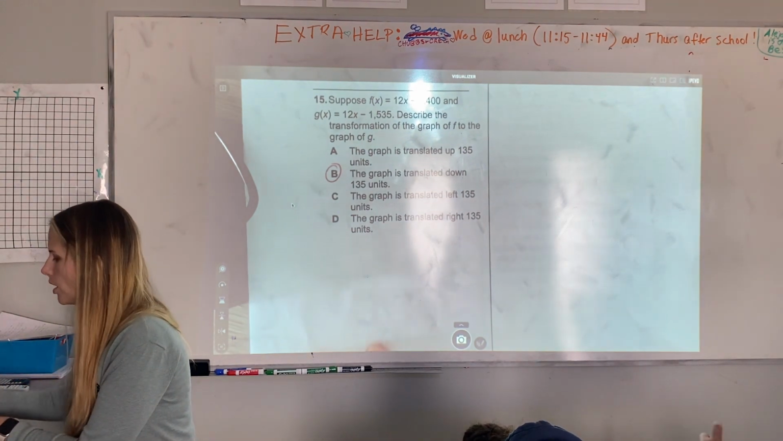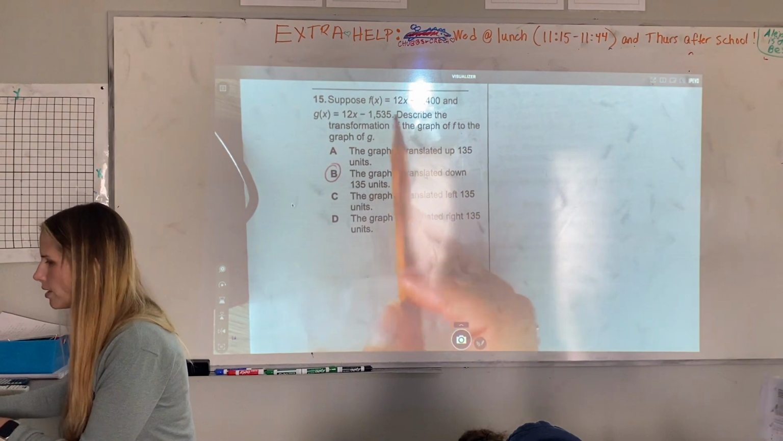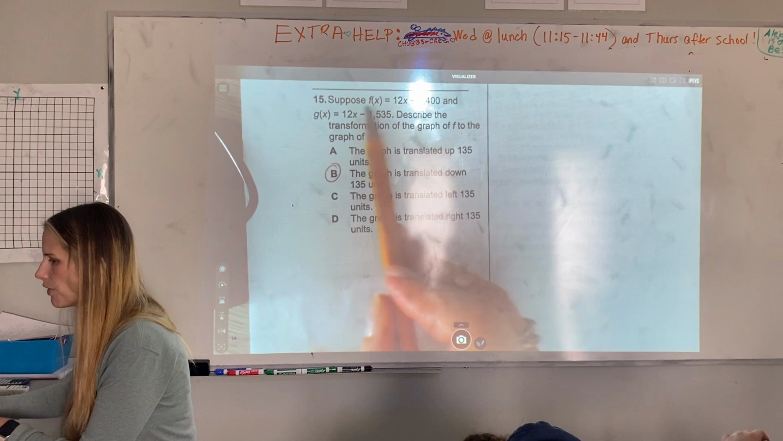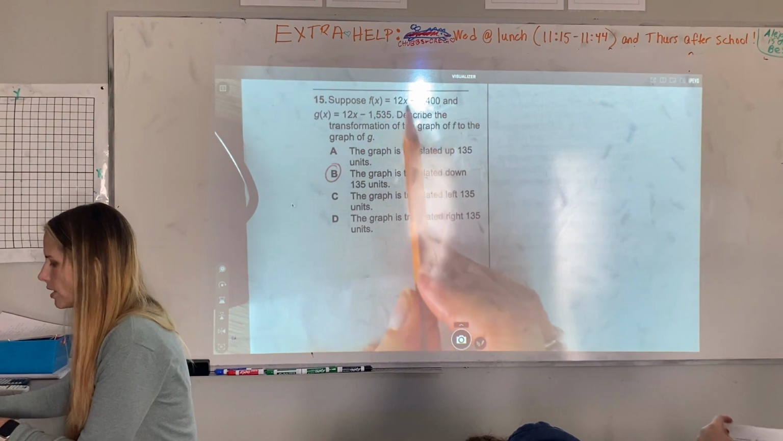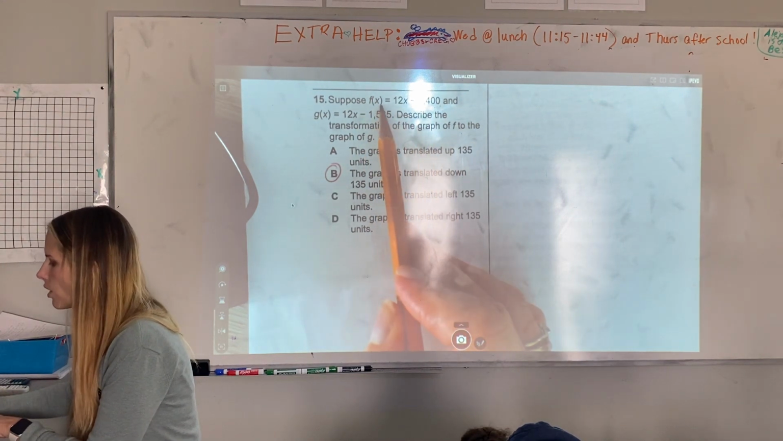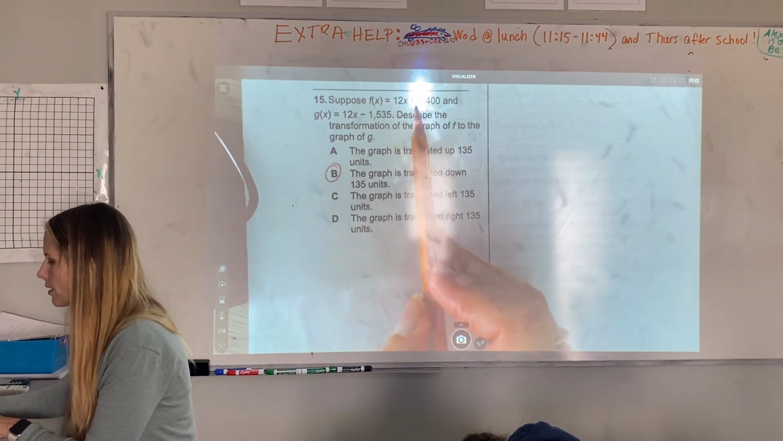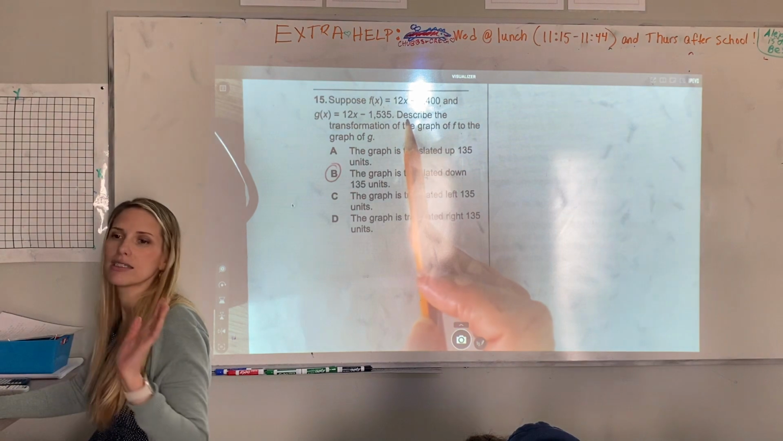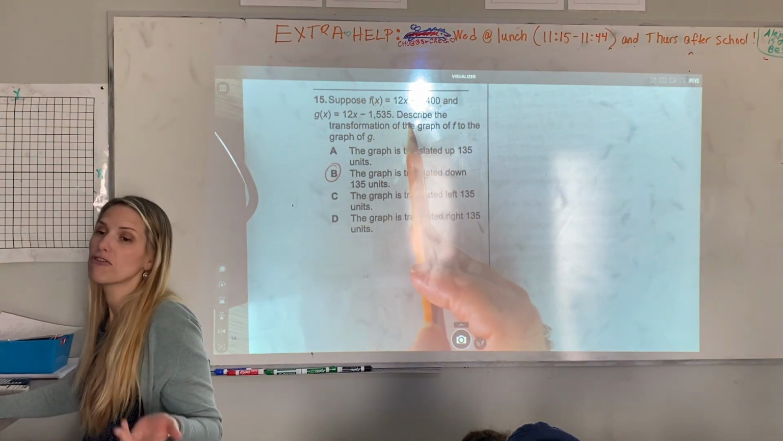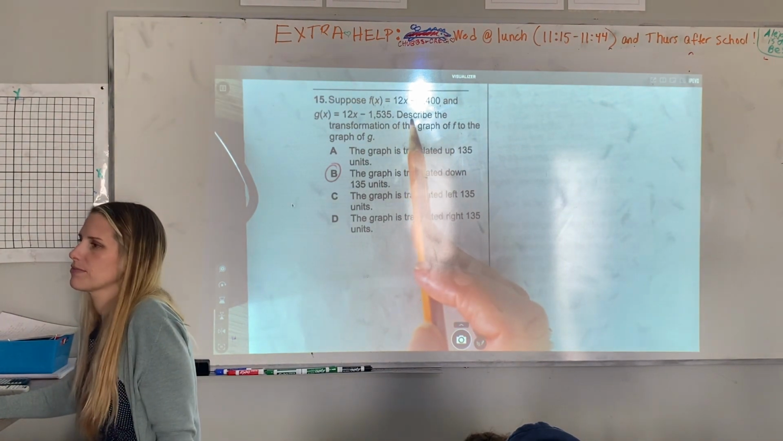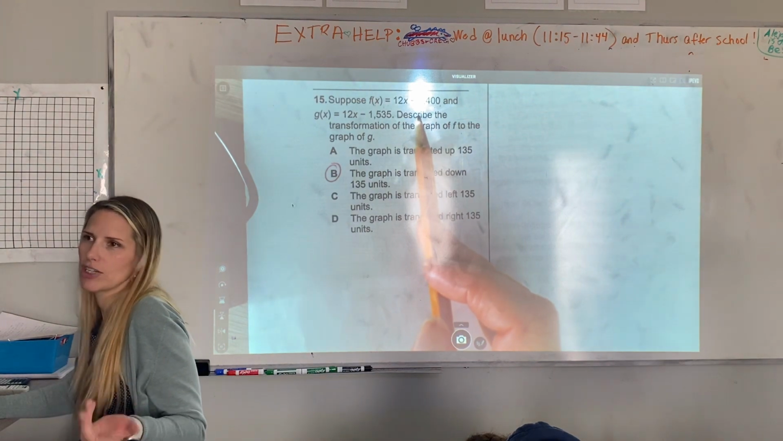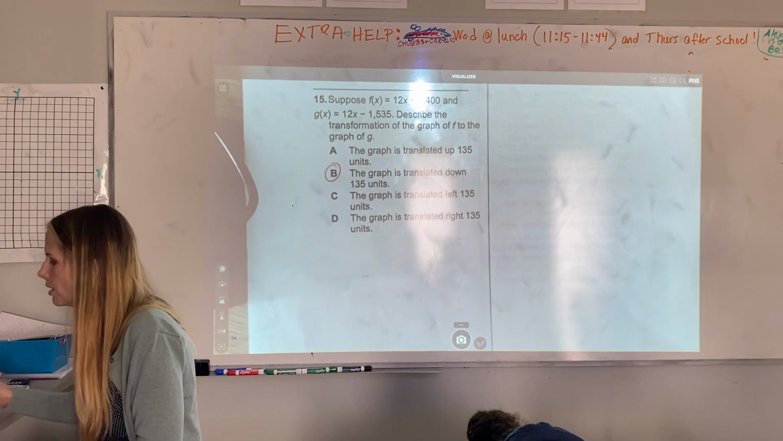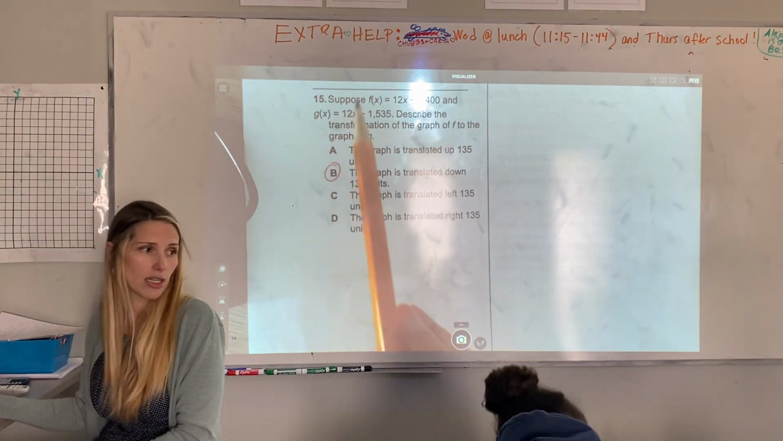So what's happening here is we have one function, which is a linear function. It's just like a line. It's just like a linear equation, right? Instead of saying y equals 12x minus 1400, it's f of x, which is the same thing. It's just in function notation instead of slope-intercept form, but it's exactly the same thing. It forms a line on a graph. And then there's another function.